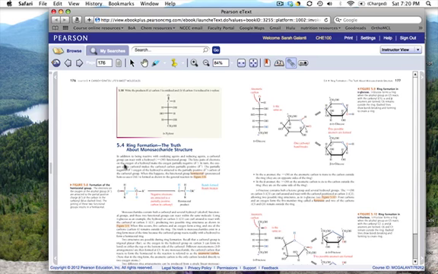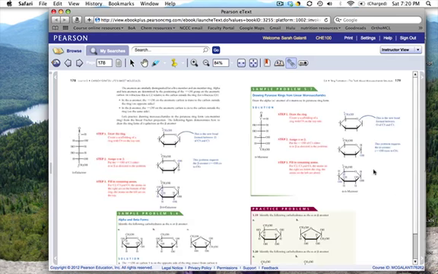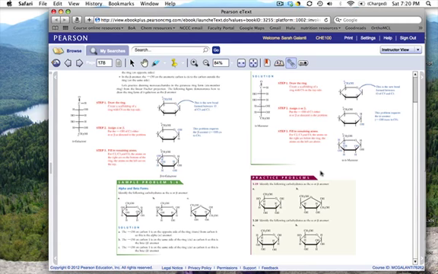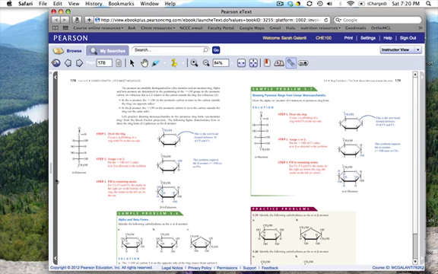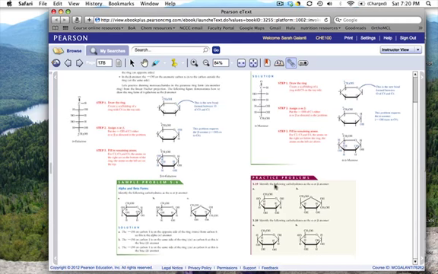As for this section on monosaccharide ring formation, there are some problems in the chapter that, for instance, ask you to write the pyranose ring form of this structure, so to turn this straight structure into a pyranose ring. You don't need to know how to do that for the test, so if you want to ignore those problems in the chapter, that's fine. These are the problems you should focus on.